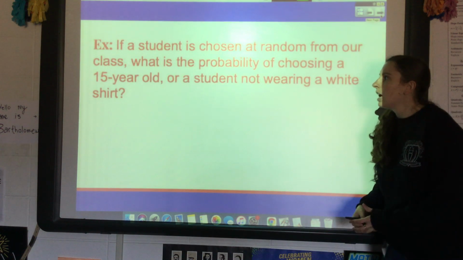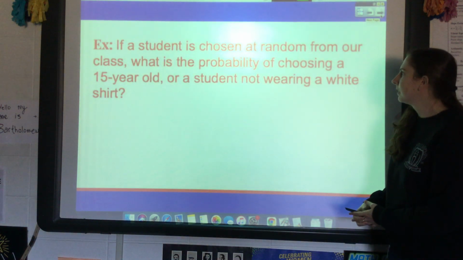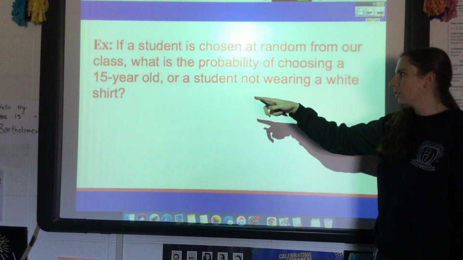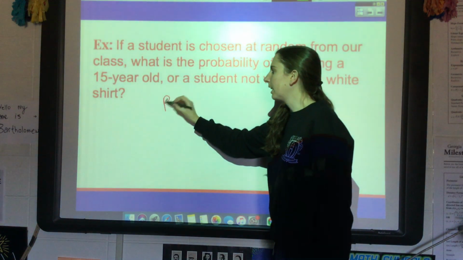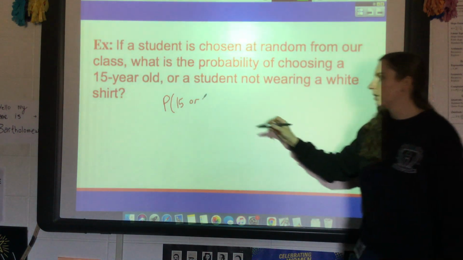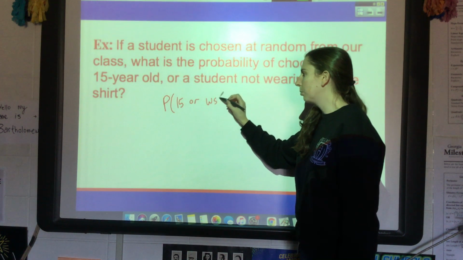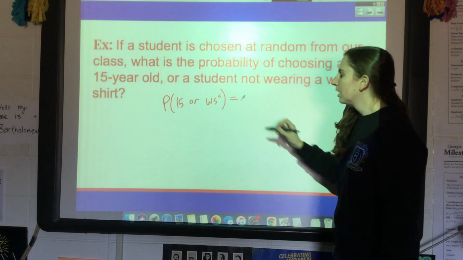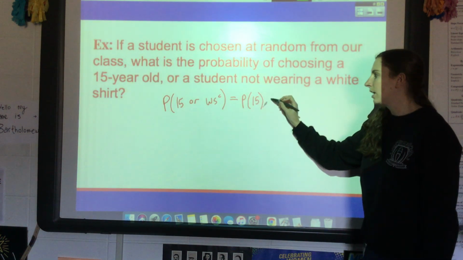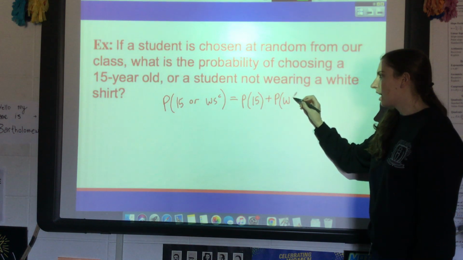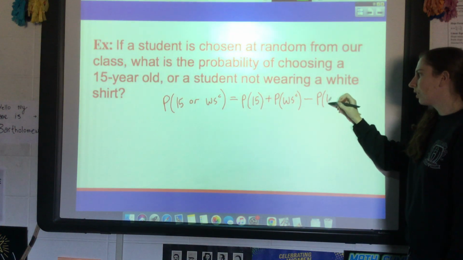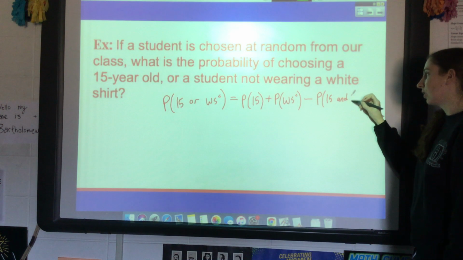Here's an example of this. Imagine a student is chosen at random from our class. Well, let's go back to the data we had. What's the probability of choosing a 15-year-old or a student not wearing a white shirt? So white shirt, but the complement to that. I'm still going to do the addition rule. So find the probability of being 15 plus the probability of not wearing a white shirt, and then subtract the overlap. So subtract the people who are 15 and not wearing a white shirt.